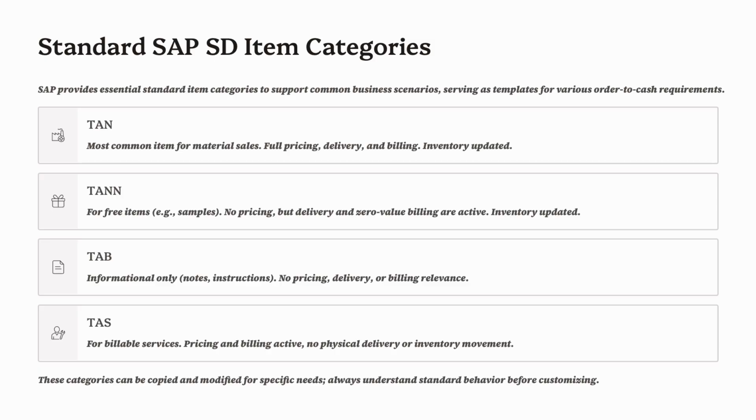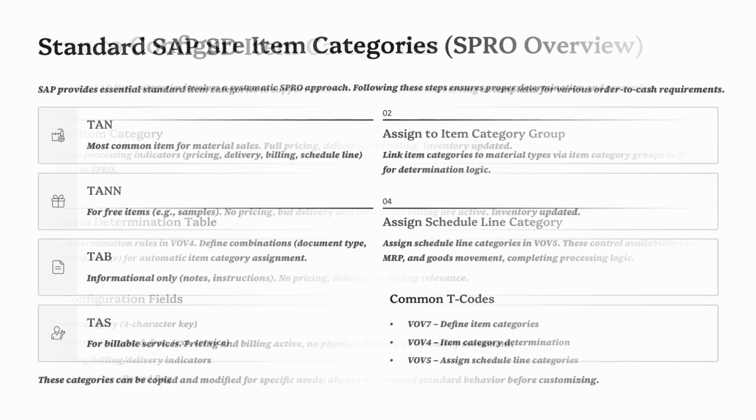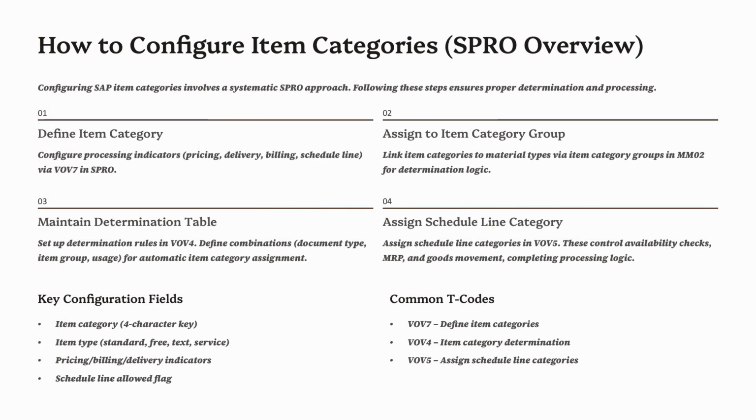Why these matter in projects. In every SD implementation, the functional consultant must map materials and processes to the correct item categories. Selecting the wrong one can cause missing deliveries, wrong billing logic, incorrect ATP, or unexpected pricing issues. Understanding these standard item categories builds a solid foundation for designing real SAP processes. Part 5.